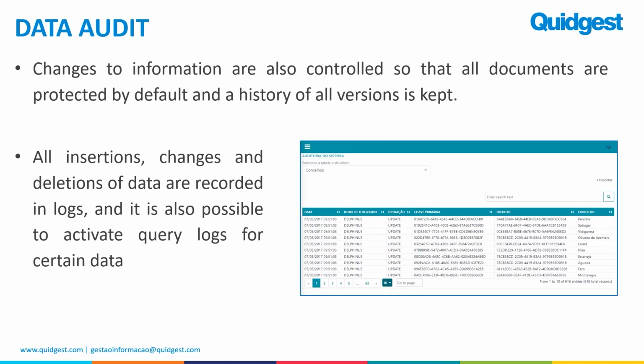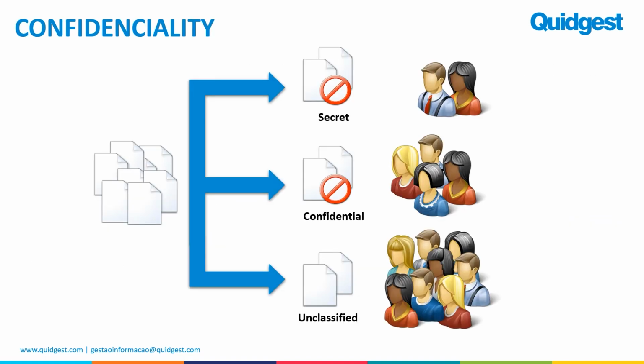The audit trail, as I was mentioning as well, ensures that there's a control of all the documents and they're protected by default, and there's a history of all the versions that are kept in the system as well. So all added information, all changes, all deletions are recorded in the logs, and it's also possible to activate other areas of the information as well.